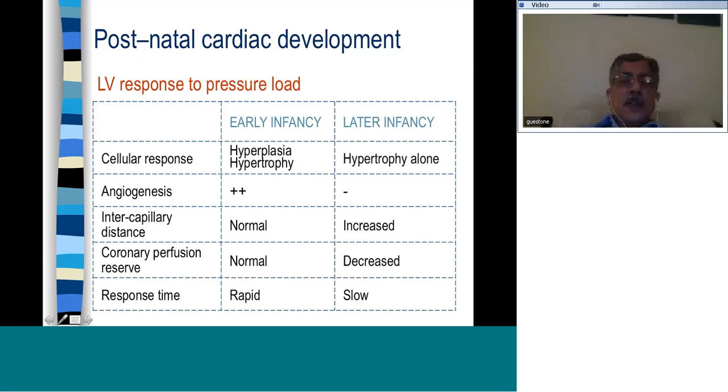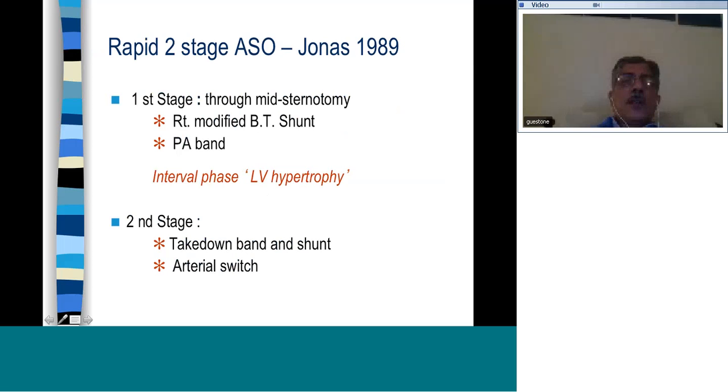But it was resurrected again by the Boston Children's group, who discovered in their experimental studies that the infant myocardium responded much faster to increase in afterload. And so, with a PA band in these patients, the left ventricle could be prepared not in a matter of weeks, but in fact in a matter of days. And so they evolved the rapid two-stage arterial switch operation, of which the initial paper was published by Jonas in 1989, where the first stage was a placement of a BT shunt and a PA band. And then they closely monitored the left ventricle echocardiographically. And in the interval phase, the left ventricle hypertrophied. After the hypertrophy of the left ventricle had occurred, the second stage was performed, in which the band was taken down, the shunt was taken down, and an arterial switch operation was performed.